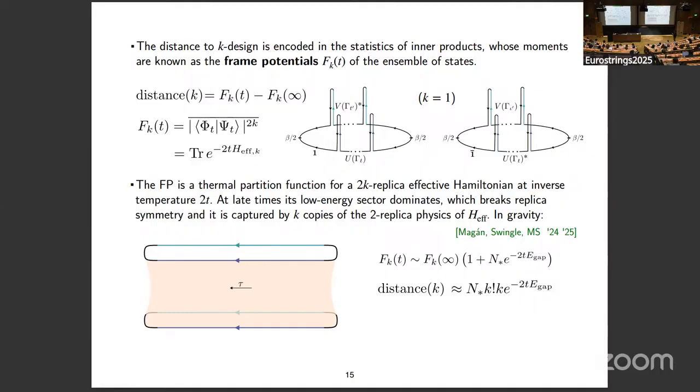Okay, so one can compute the frame potentials for holographic systems using the gravitational path integral, and get an expression at late times that looks like this. So essentially, the frame potential is the infinite time value, which counts the number of ground states, times 1 plus the first excitations of the 2 replica effective Hamiltonian and some exponentially decaying function of time. And this allows us to compute the distance of the ensemble of states to a k design and show that it decreases exponentially in time. And essentially, the number of ground states scales exponentially with k because there's this k factorial.